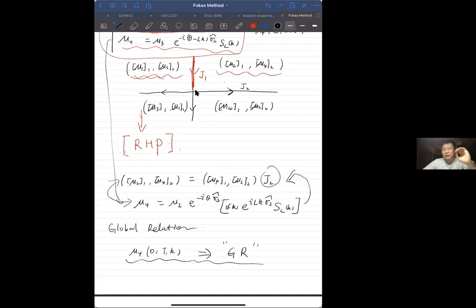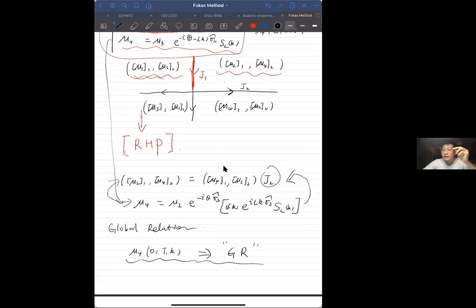No, this method is exactly like inverse scattering. You cannot prove existence because you have to assume the existence of the Riemann-Hilbert problem. And in this case, you have to assume the existence of the global relation. But anyway, because you got a solution already by using Cauchy data and boundary data, you just prove this function satisfies our problem. Then you prove the existence.